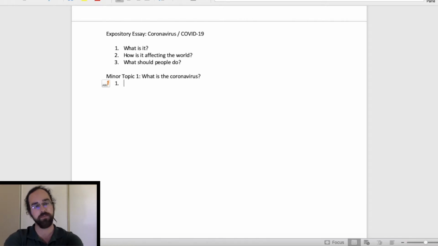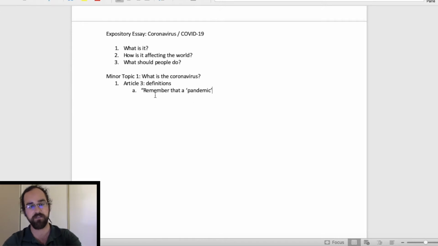So first off, we need to gather up evidence. So I found in Article 3 information and definitions about the coronavirus itself. So I'm just going to be pulling out some details here. These are going to be my direct quotes that support my overall information for my essay. So in Article 3, there's a line that said, remember that a pandemic. Now, in the essay itself, pandemic was actually surrounded by quotation marks, such as these.